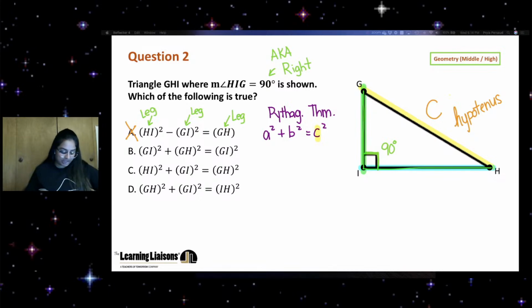Then we go back again. And B tells us GI, which is here, which works. GH, which is here, doesn't work because that is our C, and C cannot be in the middle of the additions. Keep going. HI is here. Then we have that squared, perfect. GI is here. We have that squared, perfect. And then we have GH, which is squared, which is what we're looking for. So we have C for winner, winner, chicken dinner.